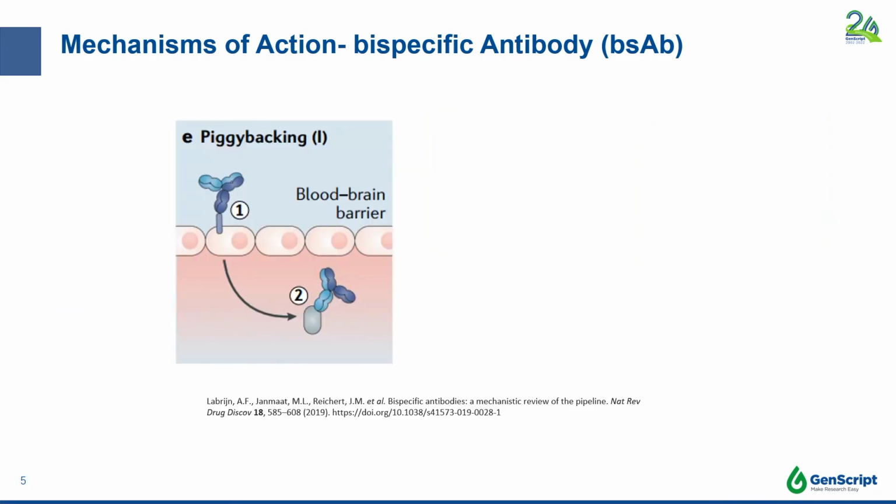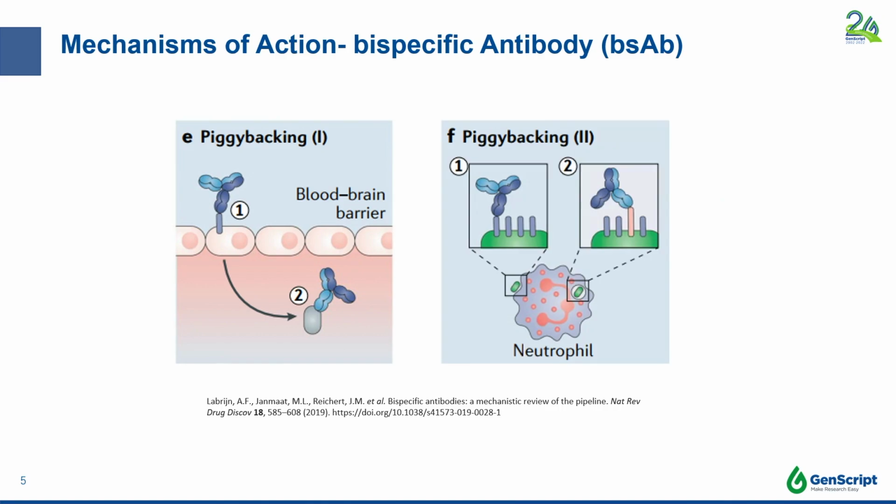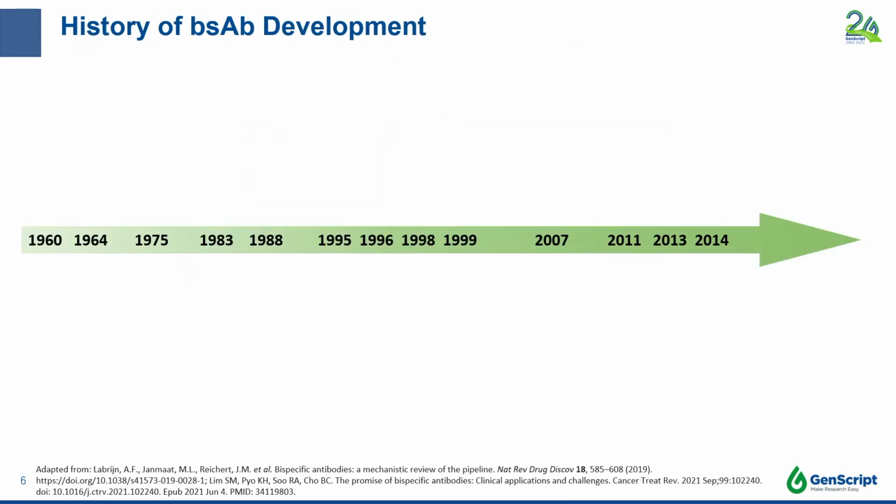Another method is what we call piggybacking. There are two kinds of piggybacking mechanisms. One is where you can cross a barrier, such as the blood-brain barrier: you bind to a receptor, you get endocytosis, and then the other arm can bind to the particular target, which would normally be inaccessible. The other way is binding, say, a viral epitope, and enabling it to then be recognized by the neutrophil and engulfed.